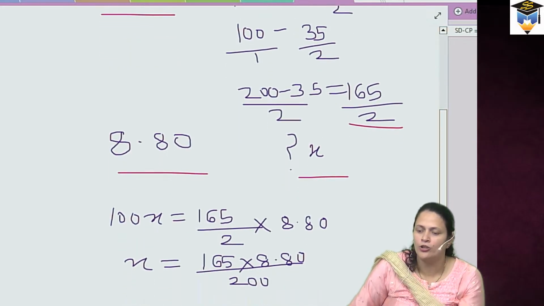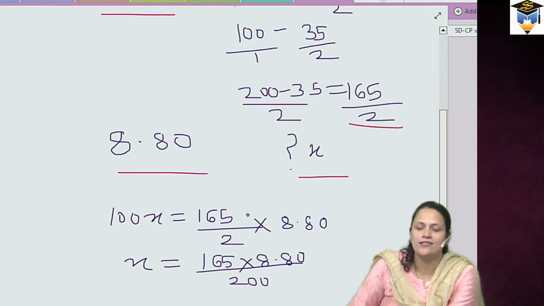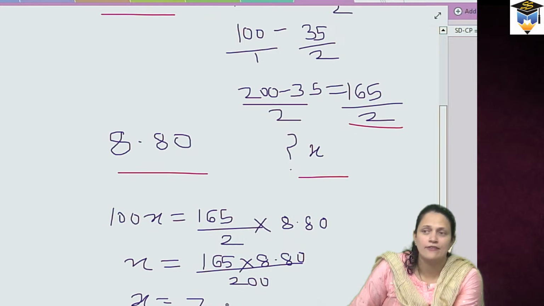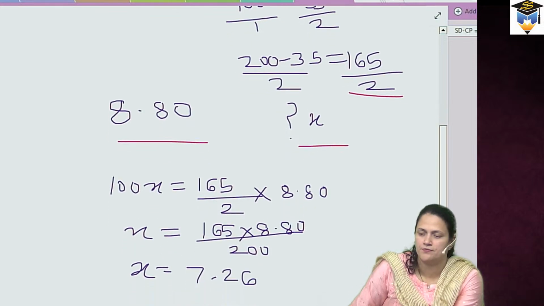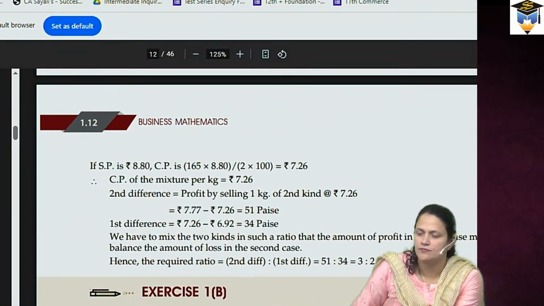Correct? So in order to find out the value of x, what do we have to do? 165 into 8.80 upon 200. Why 200? This 100 is in the numerator. When you change the side, it will go to the denominator. Understood? So the answer is 7 point. Check whether the answer is correct. Yes.